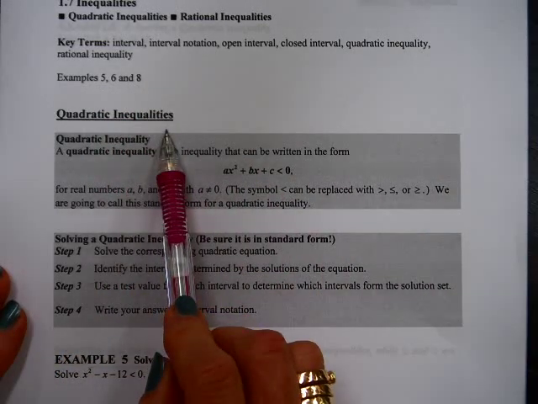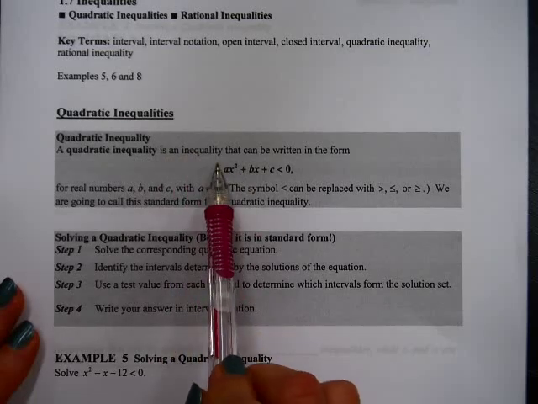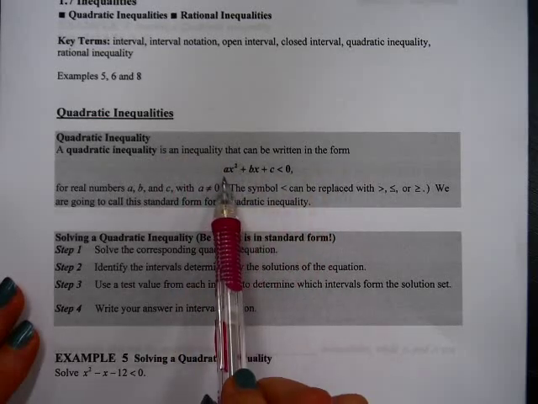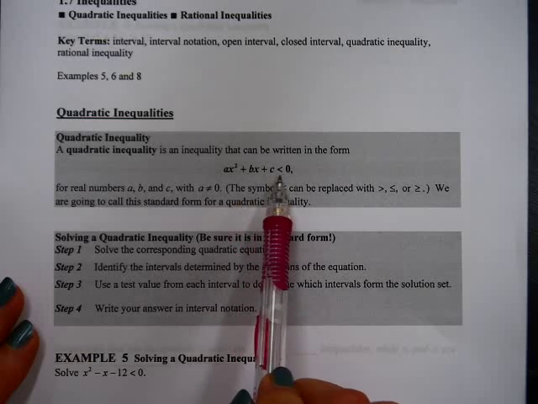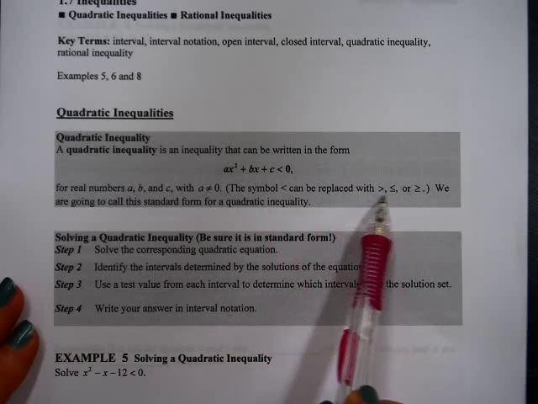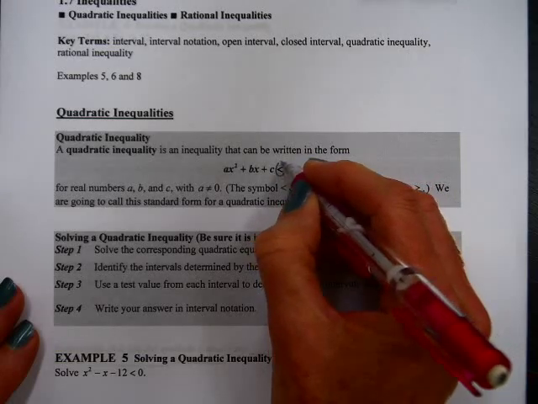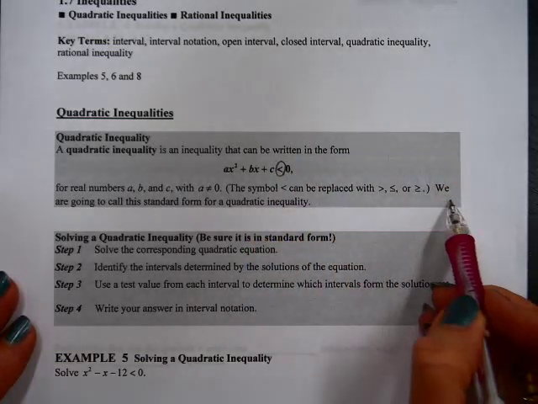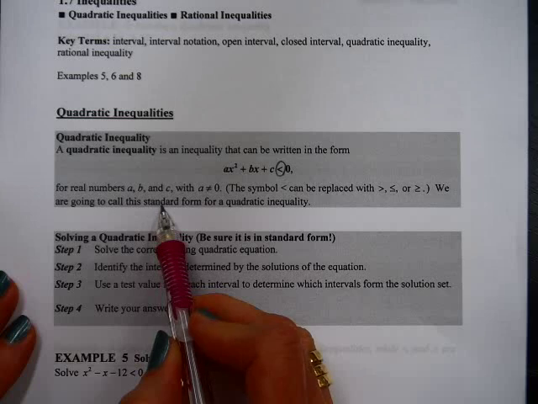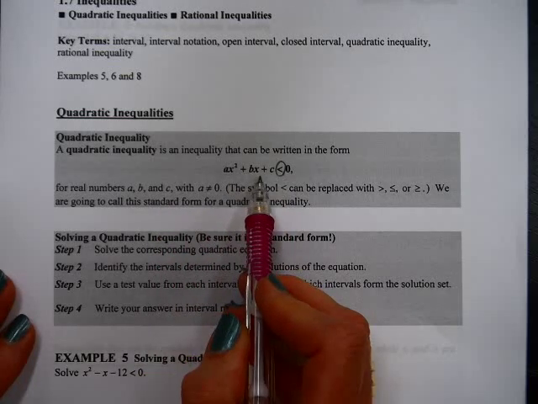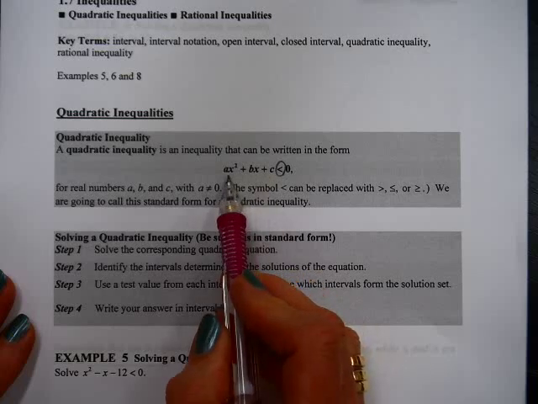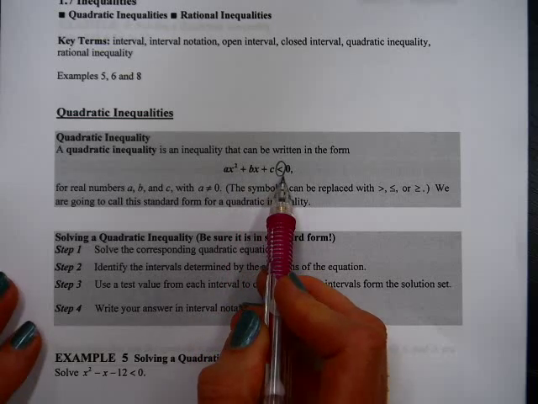All right, a quadratic inequality is an inequality that can be written in the form ax squared plus bx plus c is less than 0, but the inequality symbol may be greater than or equal to, or less than or equal to. This symbol can be any of those. And we are going to call this our standard form for a quadratic inequality. Just like we have a standard form for an equation, this is a standard form for an inequality.